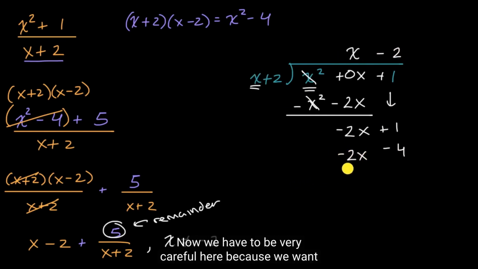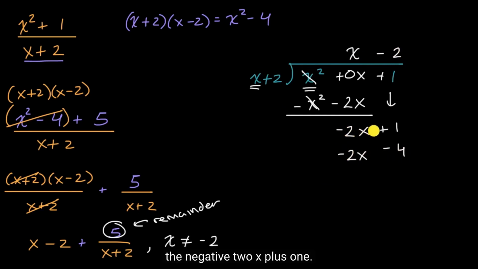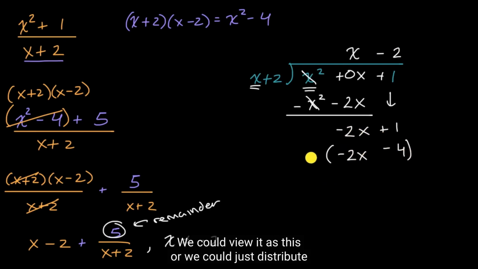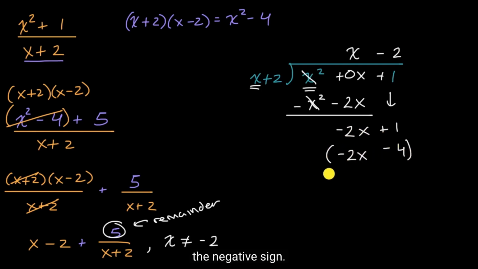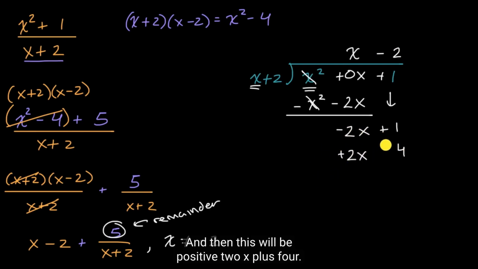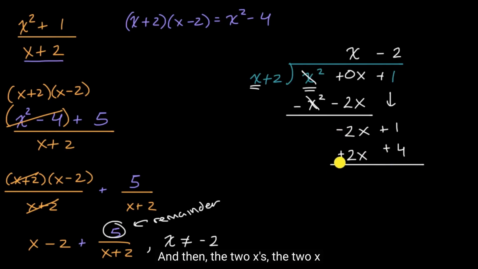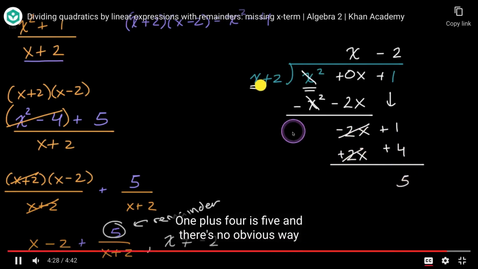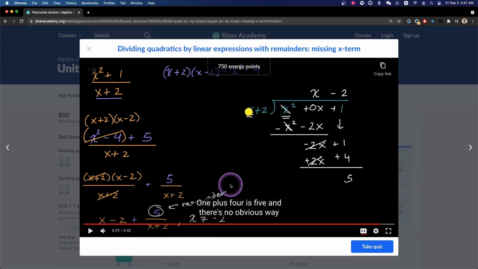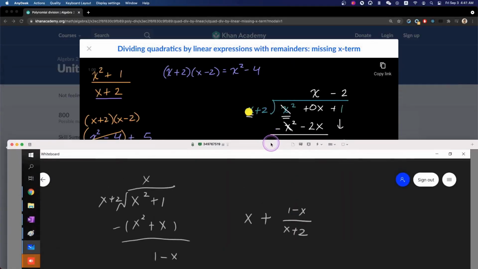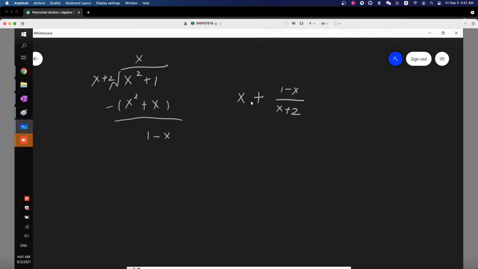Now we have to be very careful here because we want to subtract the negative 2x minus 4 from the negative 2x plus 1. We could view it as this, or we could just distribute the negative sign, and then this will be positive 2x plus 4, and the 2x and the negative 2x cancel out. 1 plus 4 is 5, and there's no obvious way. It seems like I made a mistake in my calculation. So let me see if I can quickly fix it.